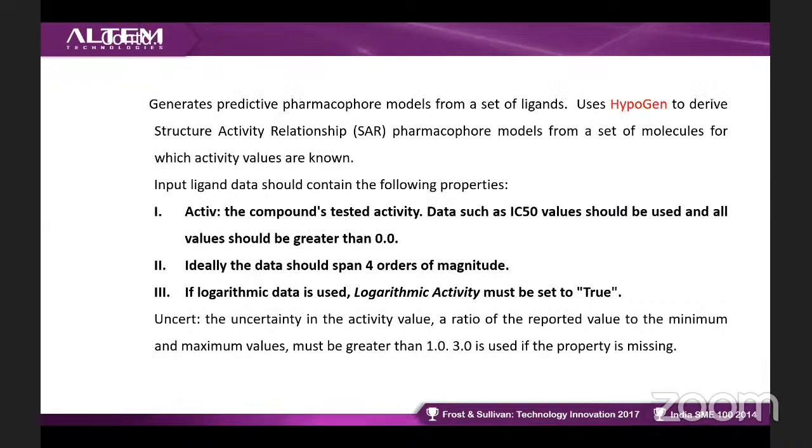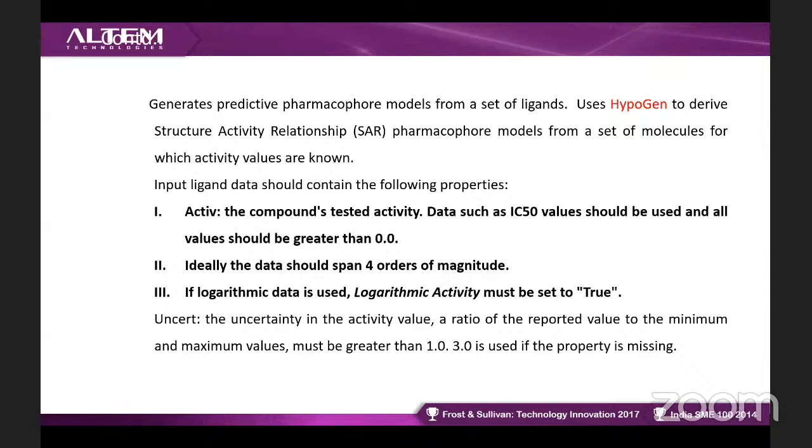So how do you generate it? It generates by means of a set of ligands, and HypoGen will help you to identify the set of active molecules. What are the inputs we need to give for that? You should give an activity value that should span 4 orders of magnitude. If you're giving a logarithmic value, you have to keep it at 3.